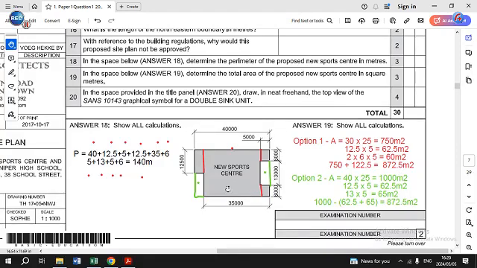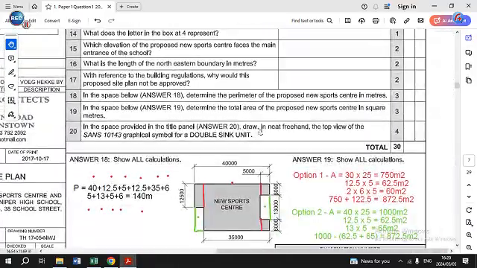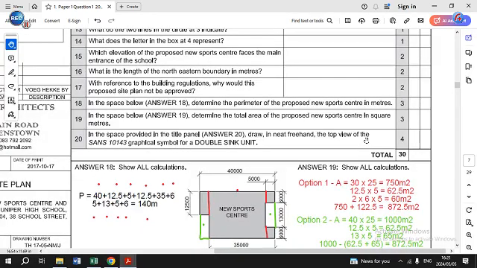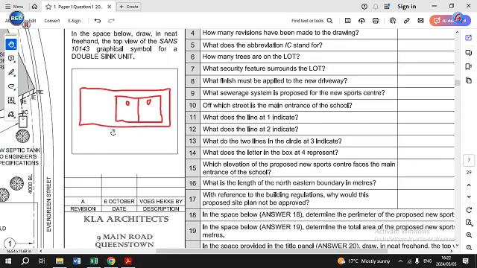If you look at number 20, in the space provided in the title panel of number 20, and that's going to be up here, in this space here, you need to draw in neat freehand the top view of the SANS 10143 graphical symbol for a double sink unit. Remember, only the top view in freehand. So you are going to go to the space here. And here you have shown me the top view, of which you have the outside and 2 bowl sections and the traps, which would be found right there.